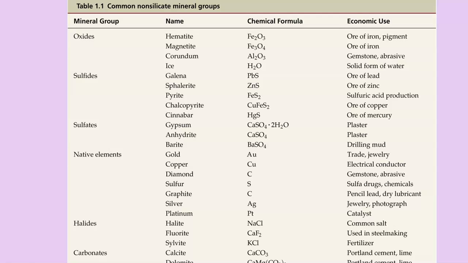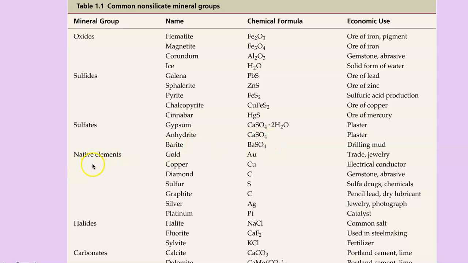Here's a chart showing the common non-silicate mineral groups. And the main thing I want to show you here is how these mineral groups are organized. So the silicates have silicon in them. The oxides have oxygen in them without any silicon or any other negative ion. The sulfides and sulfates have sulfur. The sulfides have a single sulfur, and the sulfates have an SO4 in their structure.